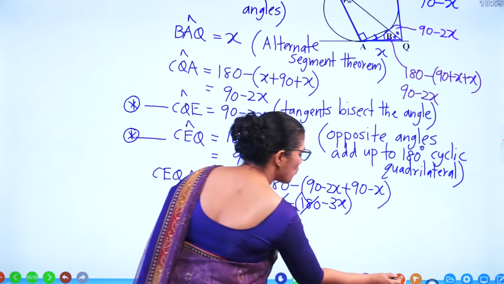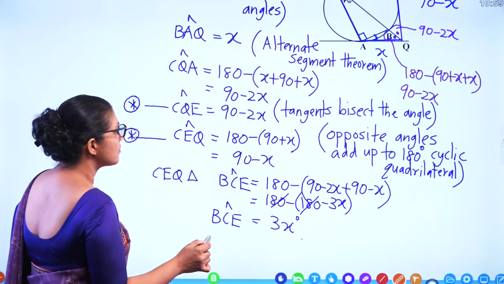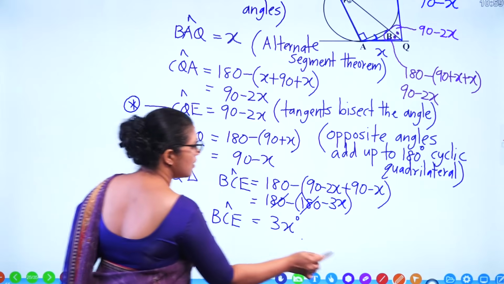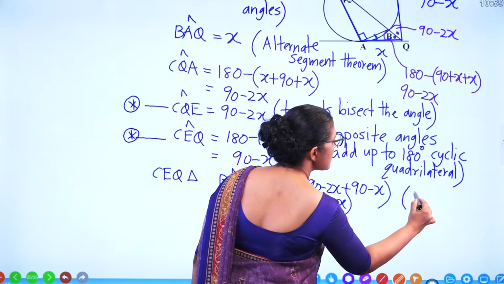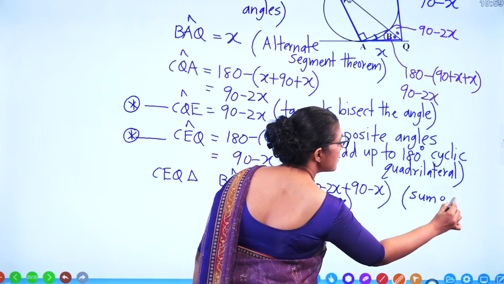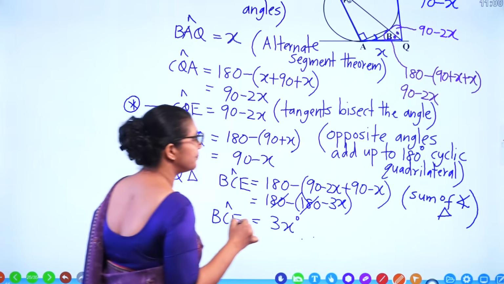Now we'll see how you get marks. And here, write down the reason here. Sum of angles in a triangle is 180.